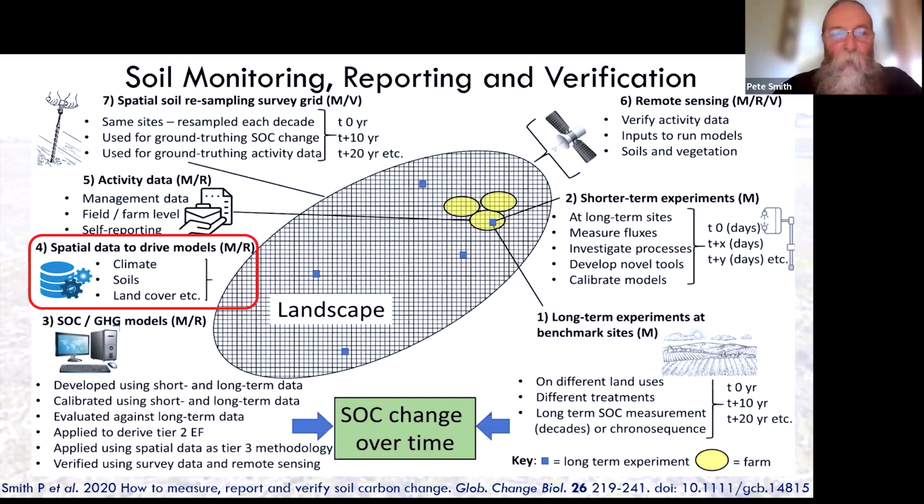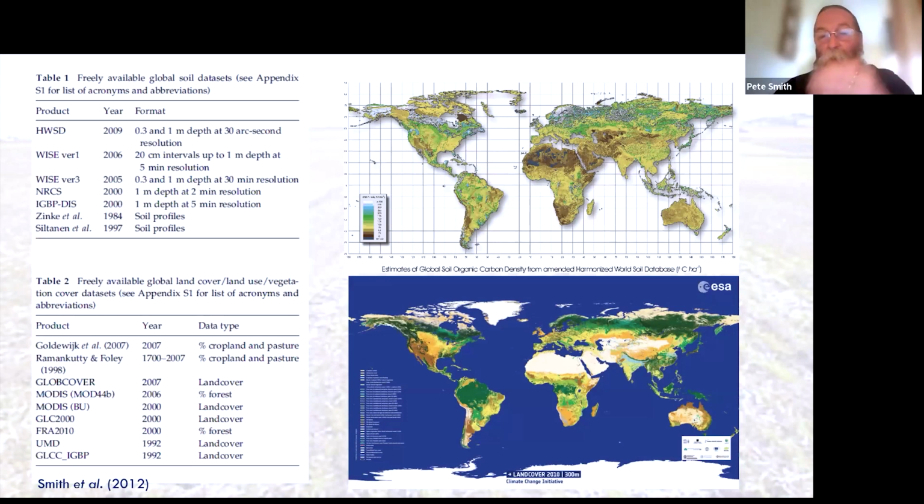Next, we need the spatial data to drive the models, and this is where a lot of the focus of this meeting will come about. How do we collect that data, quality check it, and get it at fine spatial resolution, so that we can monitor soil health as it is at the moment, and so that we can predict, simulate and monitor change over time? In terms of soil carbon in 2012, we had the Harmonized World Soil Database, we had WISE, we had the IGBP database, and now, of course, we've got SoilGrids, and many other products which are available at finer spatial resolution than we had over 10 years ago.